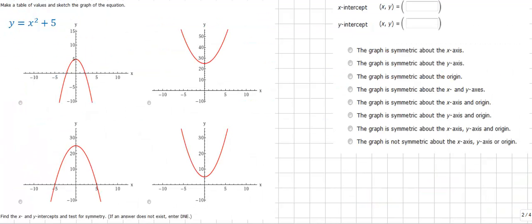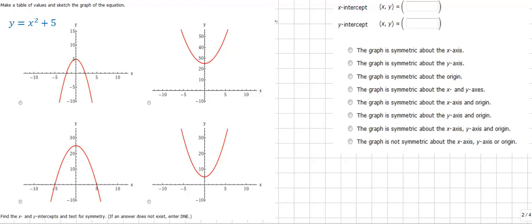Okay, here's an example. In your catalog of functions, you will recognize y equals x squared plus 5 as related to a parabola, either opening upward or downward. You can do some reasoning and plotting points, certainly, to pick the graph, and we'll do some of that here. But the question ultimately asked you to find the intercepts and test for symmetry. And if an answer does not exist, enter DNE for does not exist.